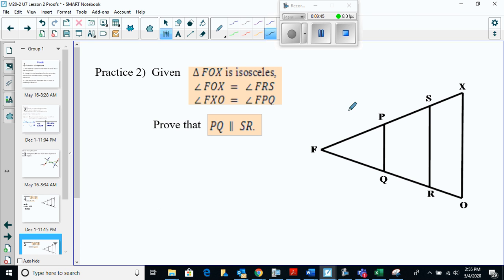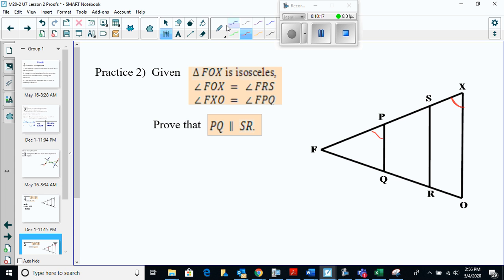And then again, it's the same triangle, and now we will prove that PQ is parallel to SR, knowing that angle FXO is equal to angle FPQ. So this angle here, let's change the color, this angle here is equal to this angle here.